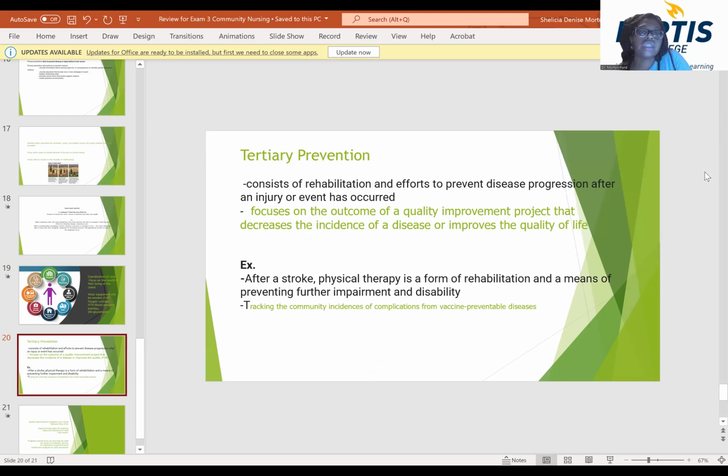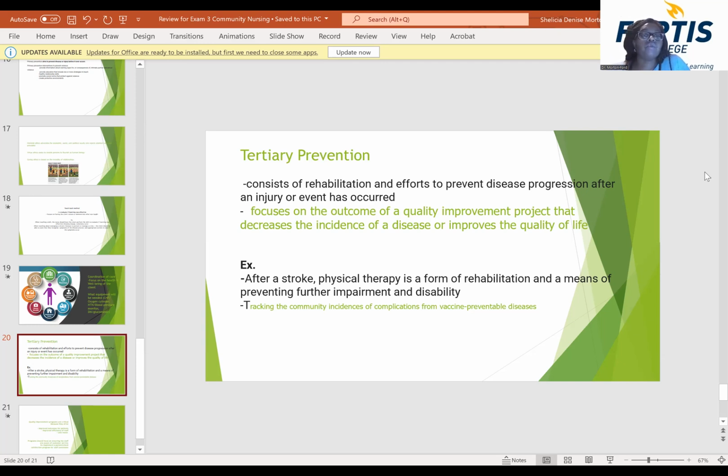Tertiary prevention consists of rehab and efforts to prevent disease progression after an injury or event has occurred. Our focus is on the outcome of a quality improvement project that decreases the incidence of a disease or improves the quality of life. So we have a disease process or an injury that has already occurred, and we want to maintain or improve that quality of life.